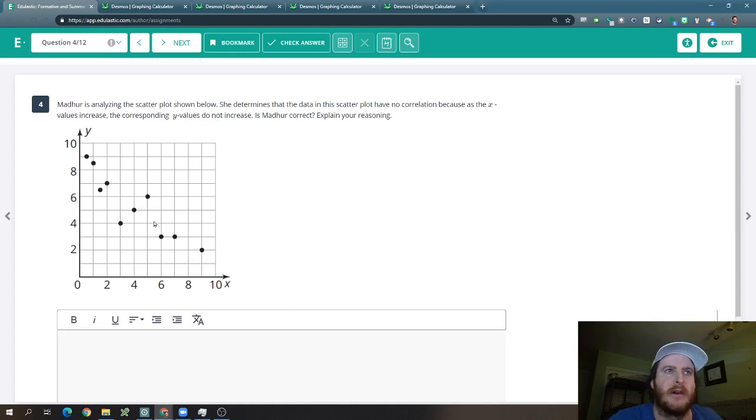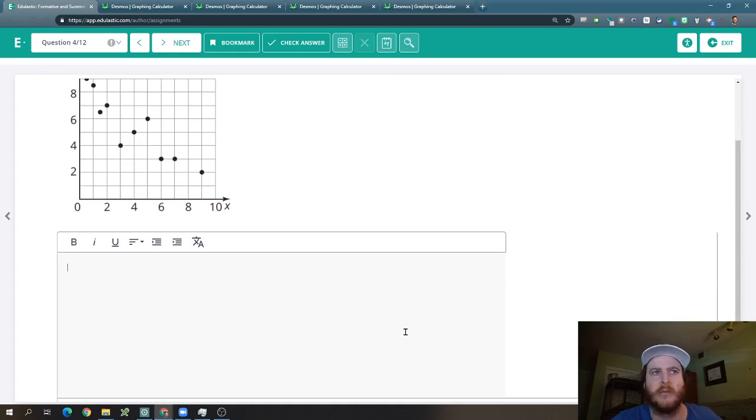Madhur is not correct. There is a pattern here. As the x values increase, the y values are decreasing. So this would be a negative correlation. So it does have a correlation, it just has a negative correlation. So I'll say, no, Madhur is not correct. The data has a negative correlation because as the x values increase, the y values decrease.